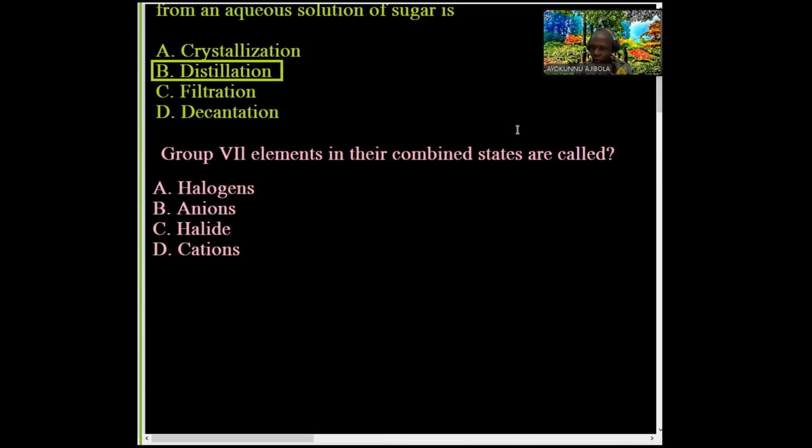But did you read the question properly? It said in their combined state. In their combined state they are converted to halides. Halide. So take note of that. If it's an exam and you pick halogen without reading the question, there's no going back, okay? Yes, sir.